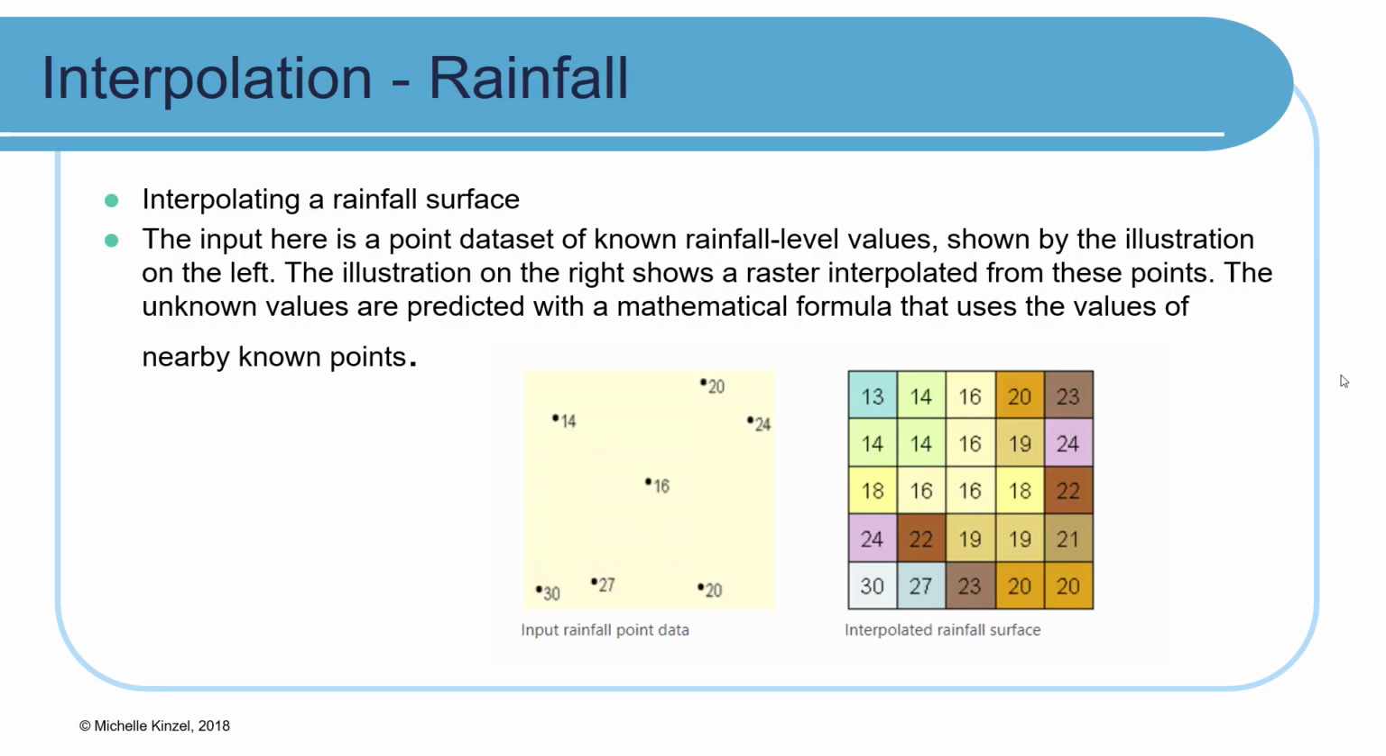So here's an example of the interpolation of rainfall. And so you can see that there is input rainfall point data ranging from 14 to a high value of 30. So these are known rainfall level values. And then on the right, it would be an interpolation of what the predicted rainfall would be for each of those pixel areas. And it's predicted with a mathematical formula that takes into account the data that you see on the left.